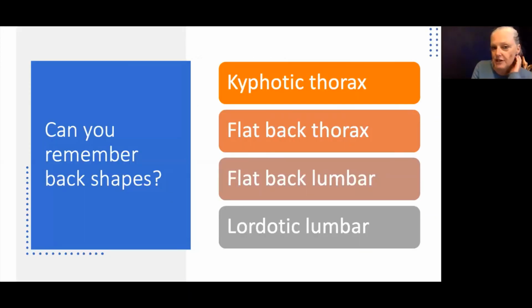Can you remember these back shapes? A kyphotic thorax, which is the normal one. That's the round back. And we've all got a normal kyphotic shape in a thorax, but when you become very kyphotic, it becomes very round.